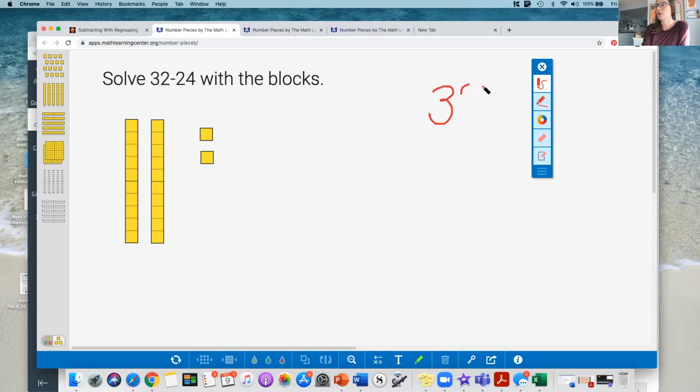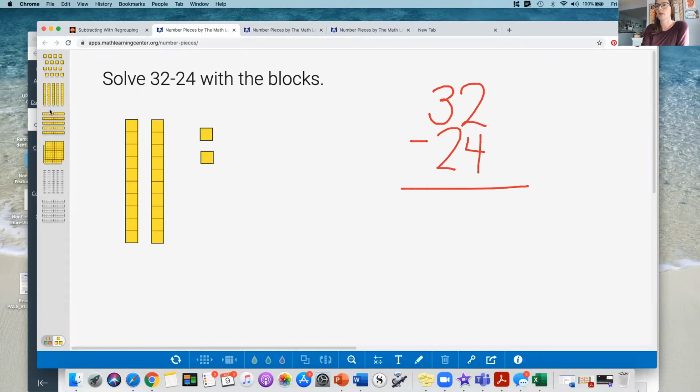All right, so I'm going to rewrite my problem just like they did. My problem is 32 minus 24. And I already got my blocks ready. Well, almost. I need one more 10, don't I? All right, so there's 32. Here's my equation. So I'm going to do it both ways. I'm going to do it the standard way, and I'm going to show what it looks like with the blocks.